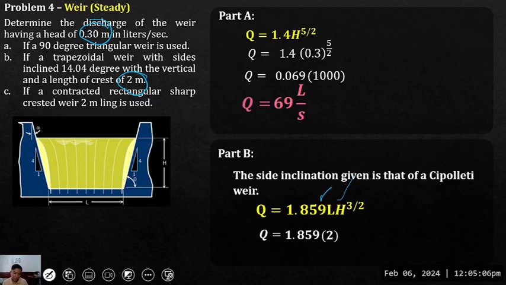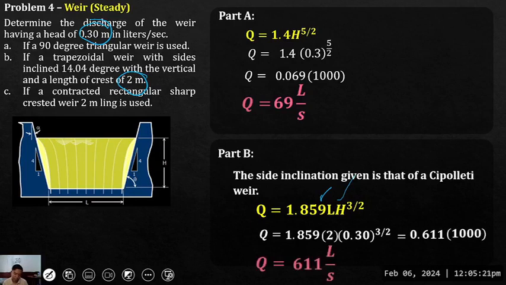So, yung length na 2, H na 0.3. You can now solve for Q. That is 0.611 cubic meter per second. Times 1,000 to get a value in terms of liters per second. 611 liters per second. Answer for part A and part B. Sige, you may take a screenshot if you want.